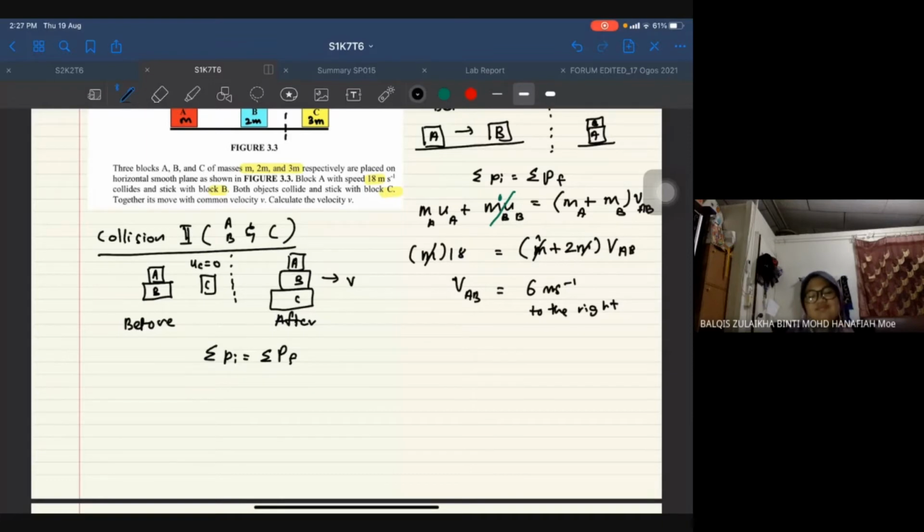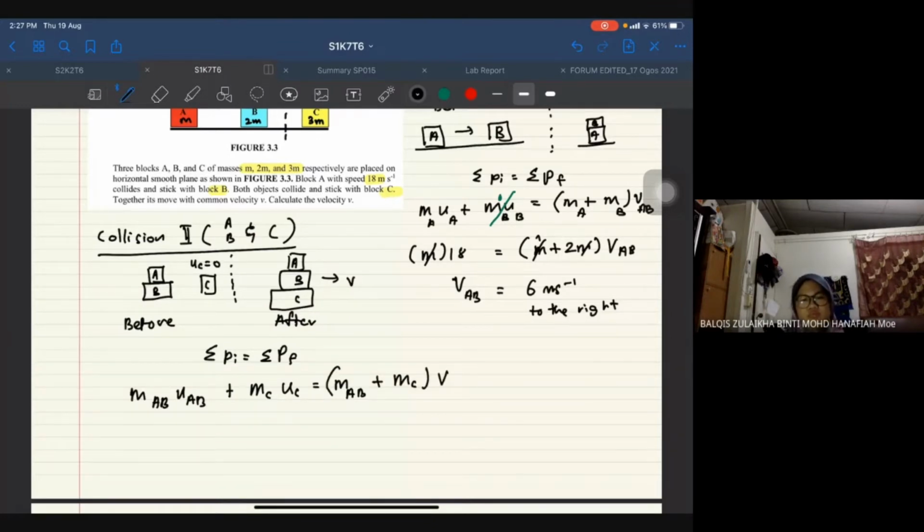PI is equal to, the same, MAB UAB plus MC UC equals MAB V. Okay, this one I can factorize as well.